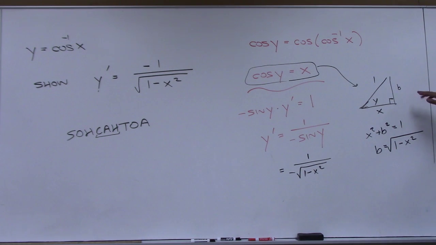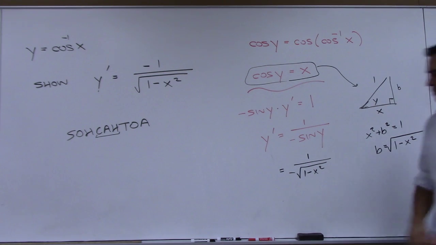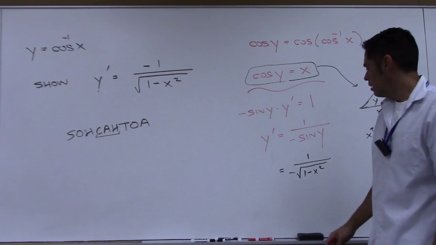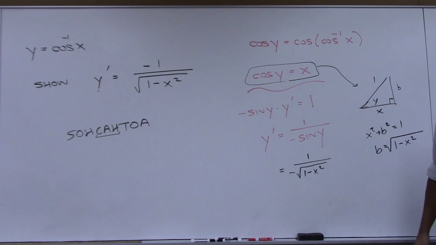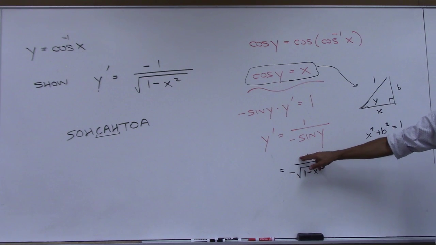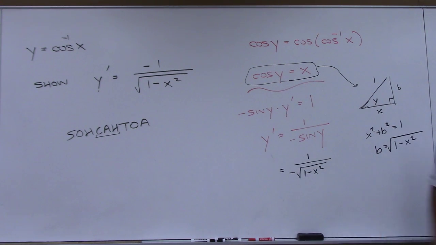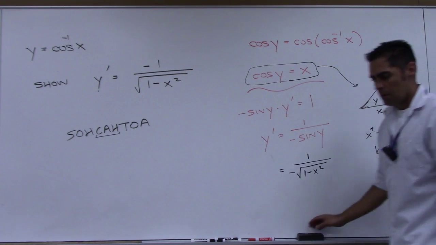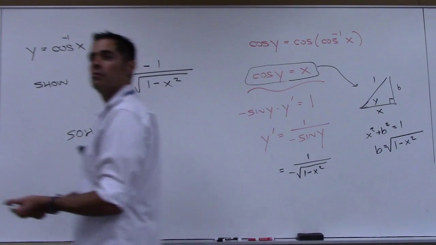So sine becomes this over this. And then that means that 1 over sine becomes this over this. And with the negative cosecant, that's how you get the negative. And that negative can be down here, out front, or up top. It doesn't matter, negative sign. Any questions?